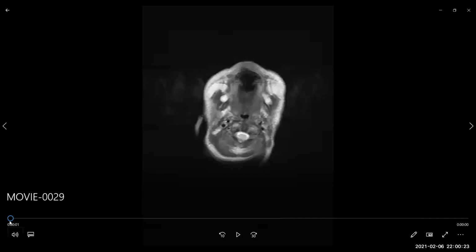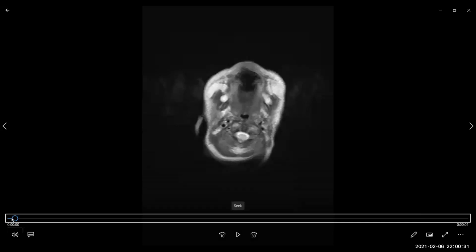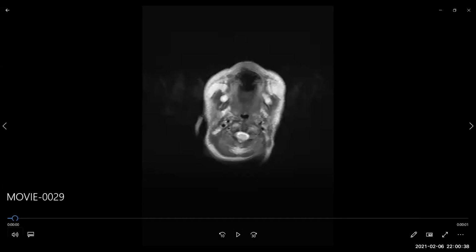Okay, so this is T2. So yeah, this is the T2 weighted image. One second. I have to click the down arrow or the right arrow? You can click directly over here and yeah.